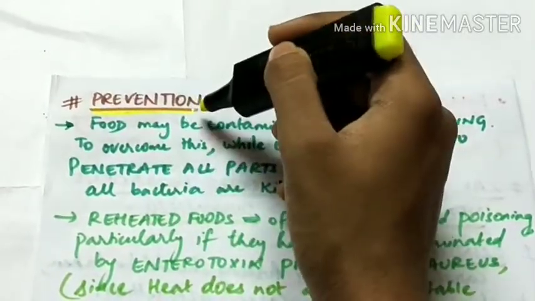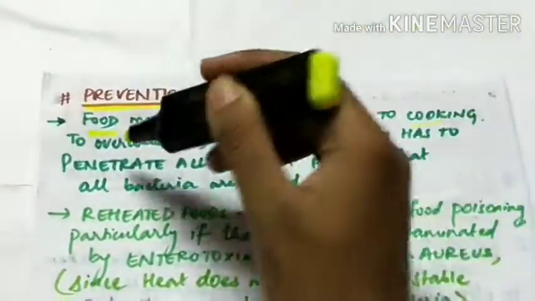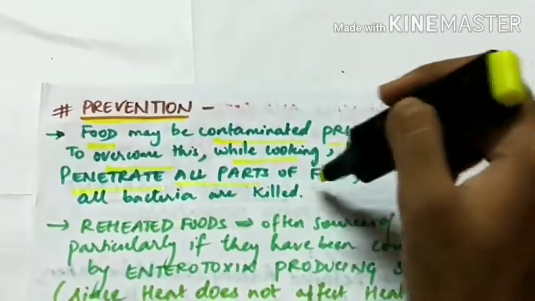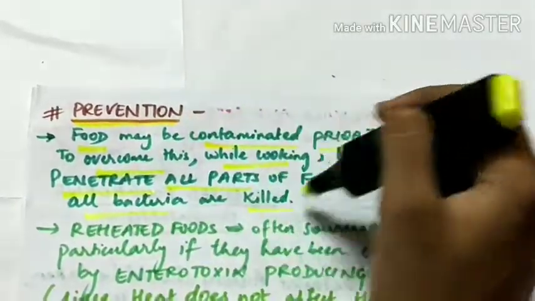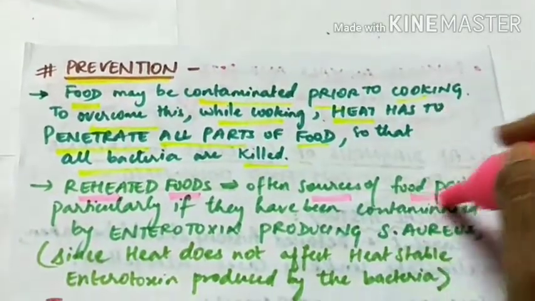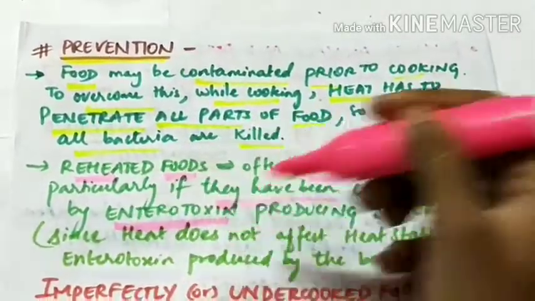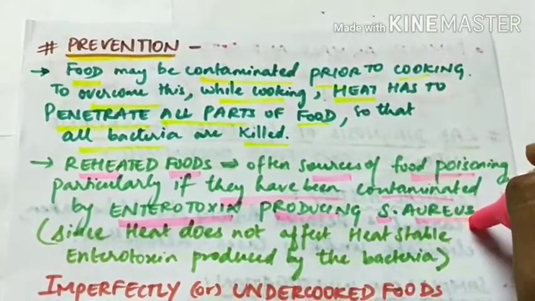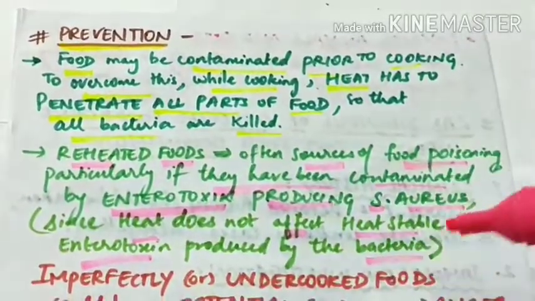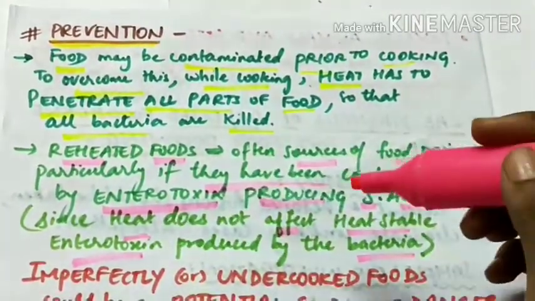Lastly, prevention of foodborne infections. Food may be contaminated prior to cooking. So to overcome this, while cooking, heat has to penetrate all parts of the food so that all the bacteria are killed. Reheated foods are often the sources of food poisoning, particularly if they have been contaminated by enterotoxin producing Staphylococcus aureus. Heat does not affect the heat stable enterotoxin produced by the bacteria; Staphylococcus aureus produces a heat stable enterotoxin which is not affected by heat.